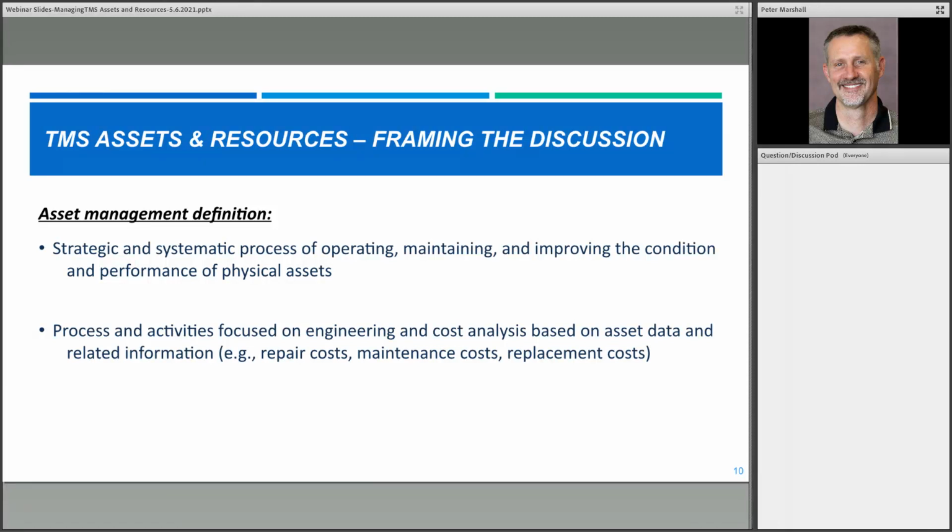So to start, to frame the discussion of TMS assets and resources, let's first look at a definition of asset management. Asset management can be thought of as the strategic and systematic process of operating, maintaining, and improving the condition and the performance of physical and logical assets. And the word strategic implies that the process is purposeful and well planned. Furthermore, asset management describes the process and the activities focused on engineering and cost analysis based on asset data and related information, for example, repair costs, maintenance costs, and replacement costs.